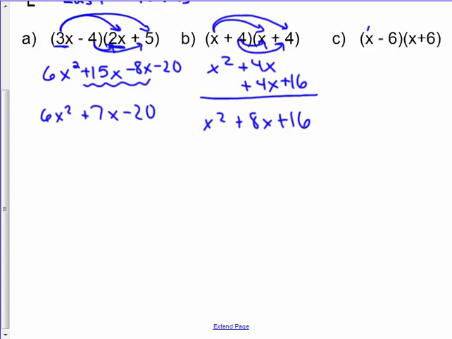And then the last one, C here. This is a special one, which we'll take a look at a little bit later here. I'm just going to multiply it out, first, outer, inner, last. And when I combine my inside terms, my two middle ones, they cancel out. 6x and a negative 6x becomes 0x, or just 0. So I'm left with x squared minus 36.